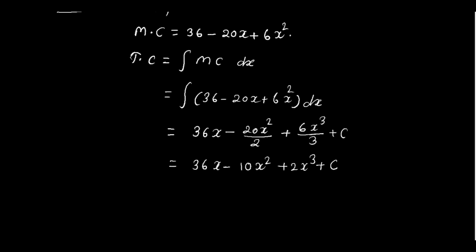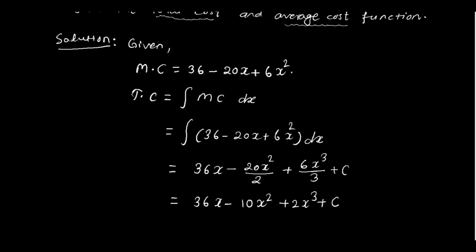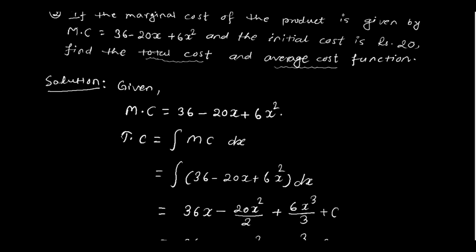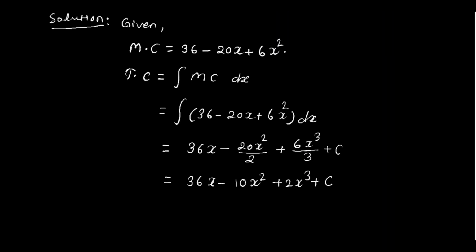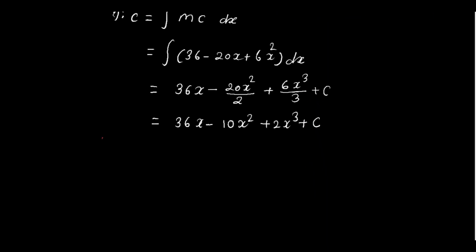But we are given the initial cost. What is the initial cost? Look at the question. Initial cost is Rs 20. The meaning of initial cost is the cost when the output is 0. That's why when x equals 0, total cost is 20.